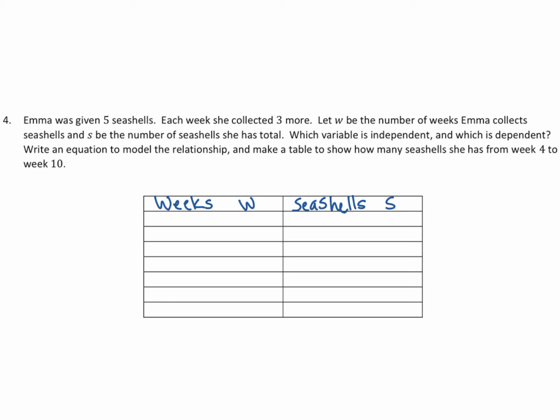Then we're going to write an equation. She was given 5, so her seashells are equal to the 5 she started out with, plus however much she collects each week, but that is 3 per week, so 3W plus the 5 that she starts with. Now we want from 4 to 10.